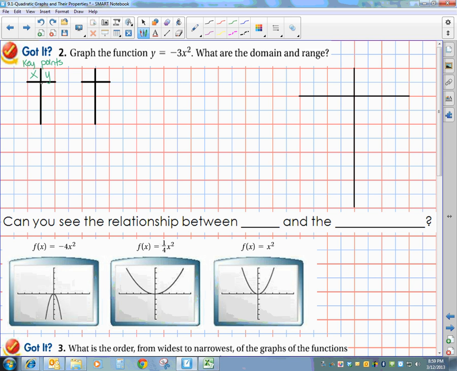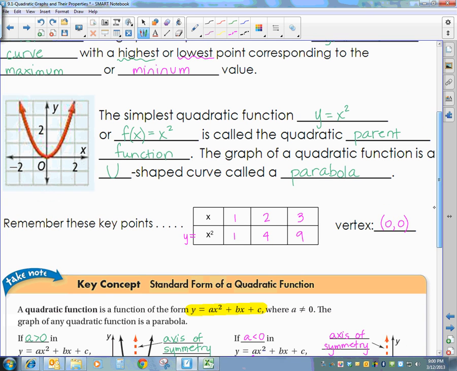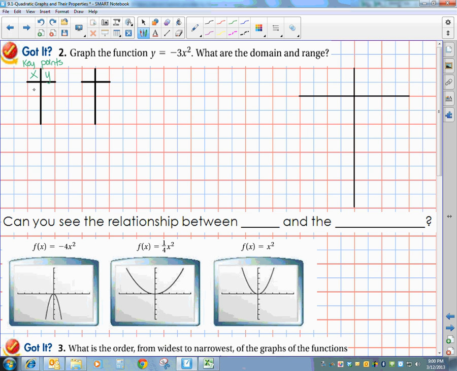So my key points from that table that we filled in on the first page, in case you're wondering, these values right here, these are my key points. So I'm going to put them in this vertical fashion. X is 1, 2, 3. 1 squared is 1, 2 squared is 4, 3 squared is 9. All right, those are my key points.